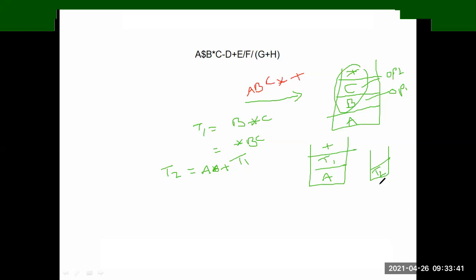So what is the T2 value? T2 value is A plus T1. What is the T1 value? It is B star C. So the final solution is A plus B star C. Okay, just you push the elements into the stack. In the same manner we get, then pop the T2 equal to A plus B star T1. So T1 is B into C. So in this way, you convert the given postfix expression to the infix expression.